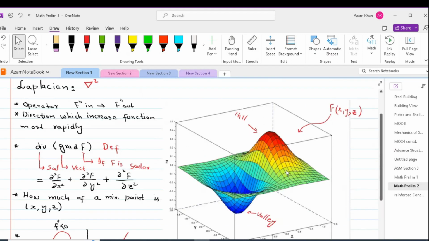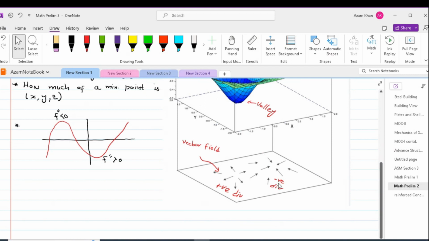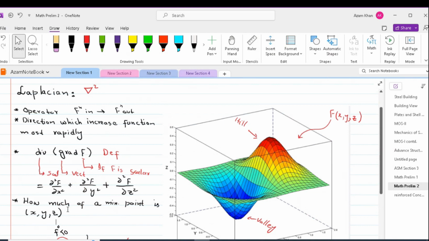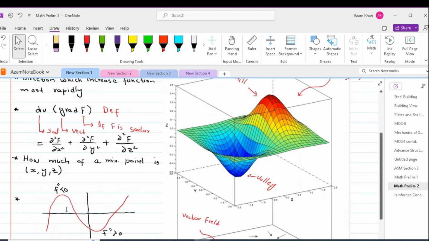The divergence of gradient vectors which are facing each other is negative, and the divergence of a valley will be positive. Please note that in the case of a valley, we have vectors pointing outwardly. This is analogous to a 1D function where the double derivative of a function, if greater than 0, is showing a minima, and if less than 0 is showing a maxima. So in short, the Laplacian tells us how much of a minimum point is corresponding to x, y, and z. So what is the maximum minima, or what is the absolute maximum minima?